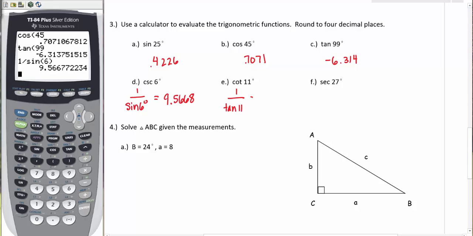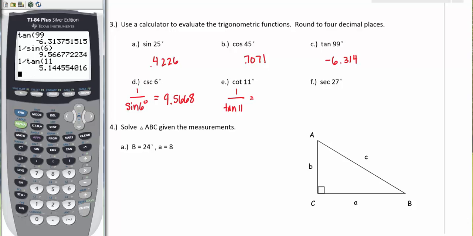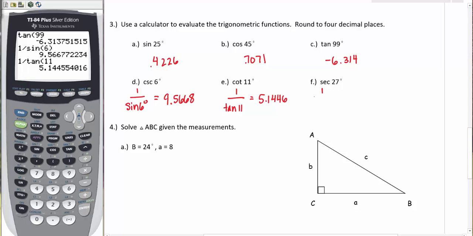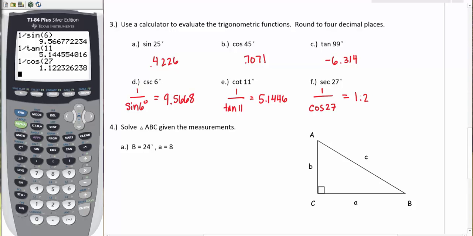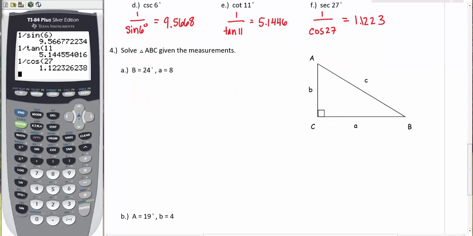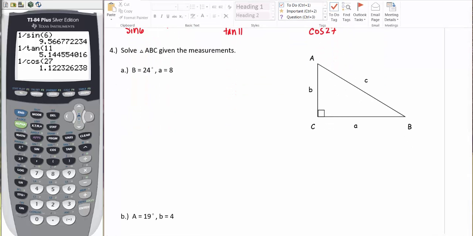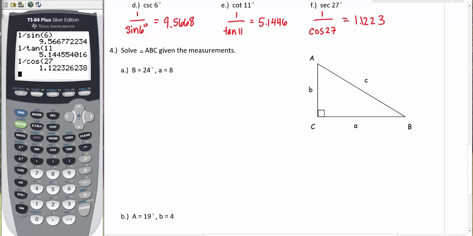Cotangent, again, is the reciprocal of tangent. So 1 over tangent of 11 is 5.1446, and then secant is the reciprocal of cosine. And again, remember, you have to remember those reciprocals. So 1 divided by the cosine of 27. And again, this is the only way you can type this in your calculator. You get 1.1223.